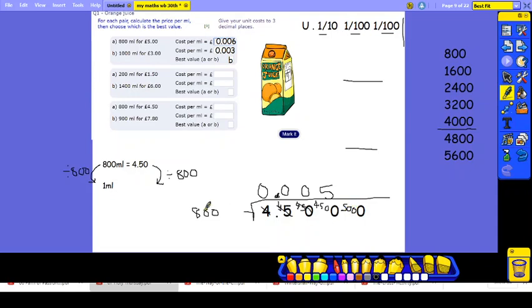And so again, I'm going to go 800 into 5,000. How many times will it fit in? Well, I can see that this time I'm going up to 4,800. And it goes in 1, 2, 3, 4, 5, 6.